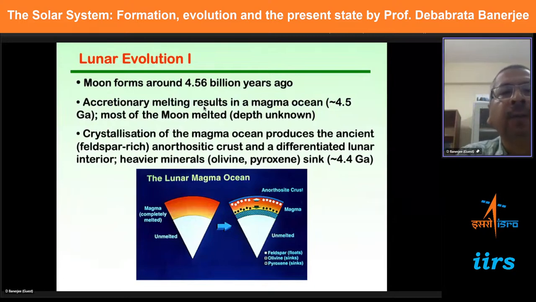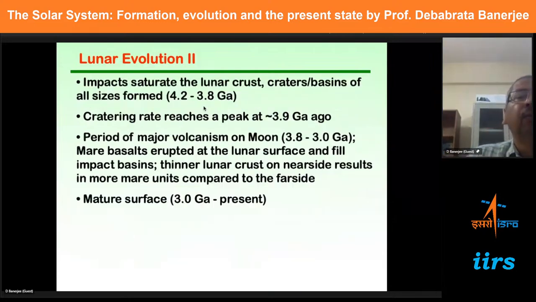So now, the Moon forms around 4.56 billion years ago. You have accretionary melting, which results in a magma ocean, and most of the Moon melted. Crystallization of the magma ocean forms the feldspar crust. So you have basically differentiation, which I discussed: heavier materials sink. And after that, you have impacts. They saturate the lunar crust, and then basins of all sizes are formed. You must have seen this in the beautiful pictures of the Moon.